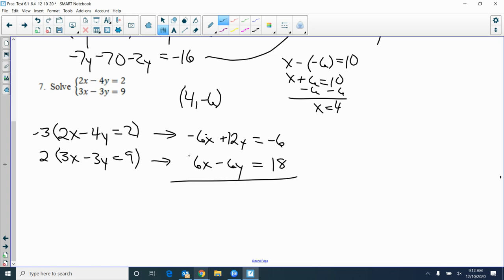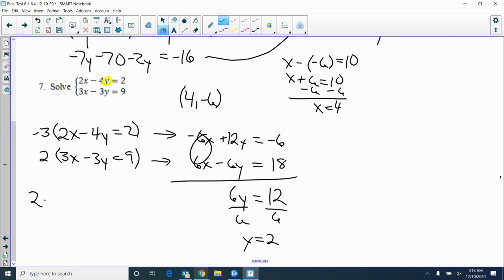Christian's goal was to eliminate those x's, which he did. 12y minus 6y is 6y. And then -6 plus 18 is going to be 12. So I'm going to divide by 6. Christian, what do I get for y? 2. Okay. Now remember, anytime you're solving a system, you need an x and a y value. So I have to plug that back in. Christian, where should I plug it in? I plugged it into the first one. Is that right? Yeah.